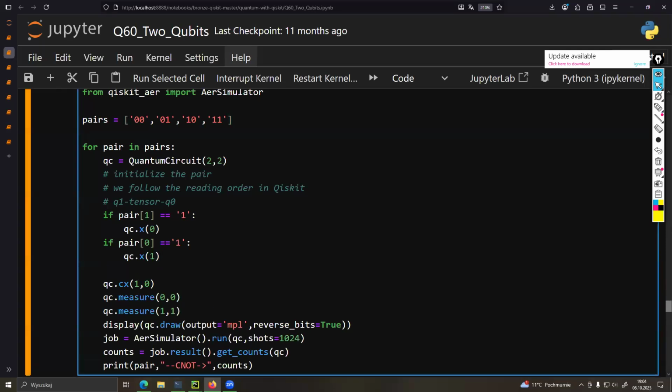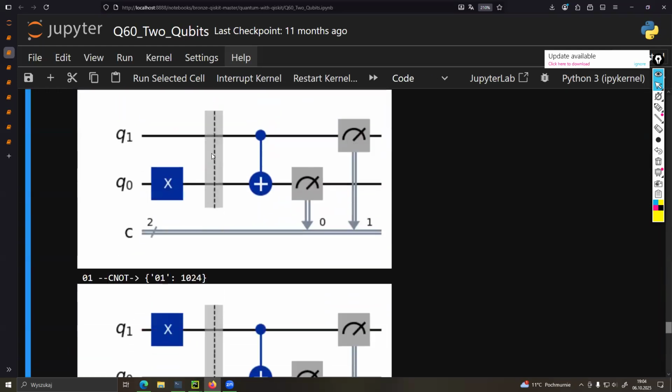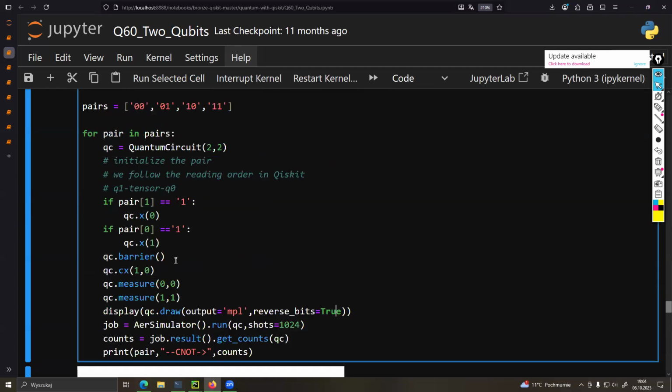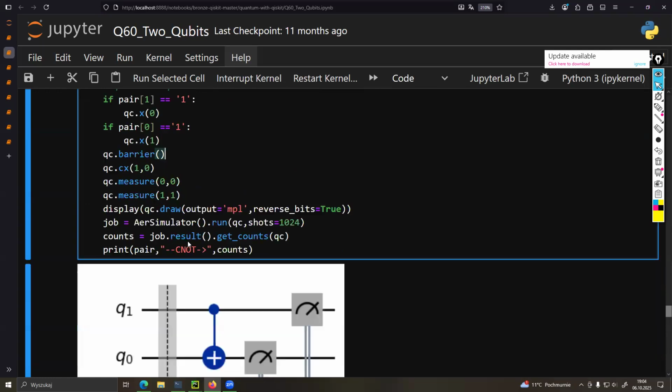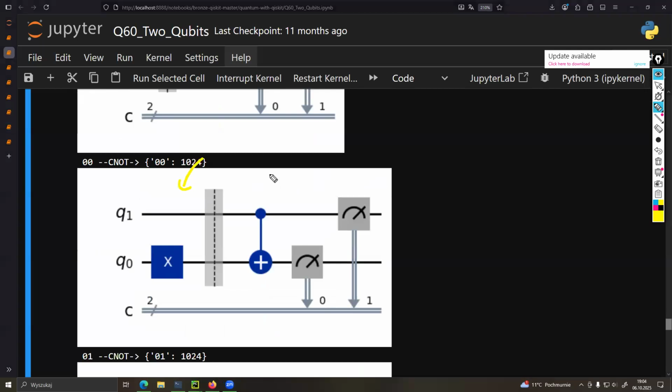So you can see barrier. Barrier, by the way, is, let's say, the instruction that in quantum hardware synchronizes all the qubits in time. So for example, the quantum hardware will wait until all of the operations are done on the left side and only then start processing the other side.